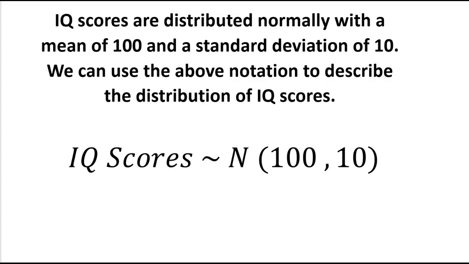For example, suppose that IQ scores are distributed normally with mean 100 and standard deviation 10. We can use the shorthand notation to describe the distribution of IQ scores as follows. This notation says the same thing as this sentence: IQ scores follow a pattern which can be described by a normal distribution with mean 100 and standard deviation 10. So again, this notation is just shorthand, so we don't have to write those sentences over and over again.